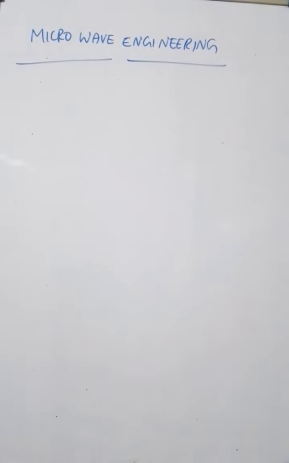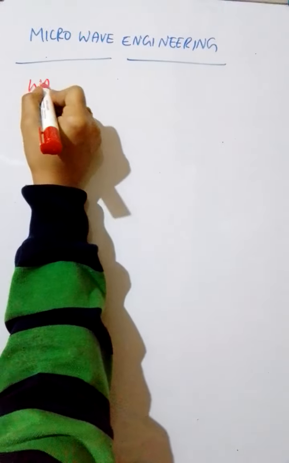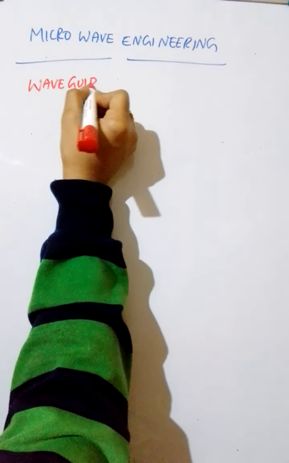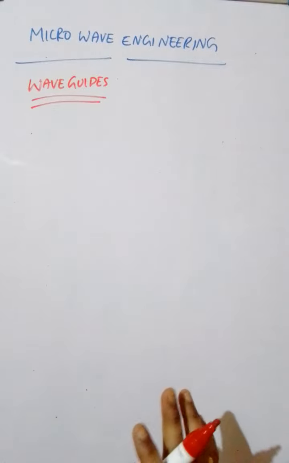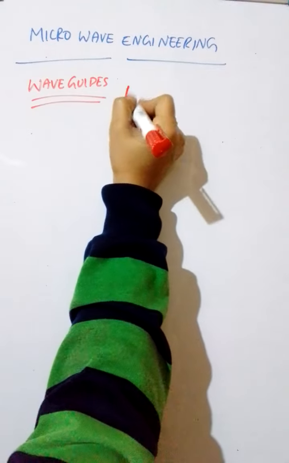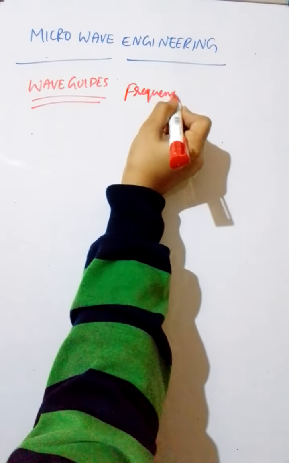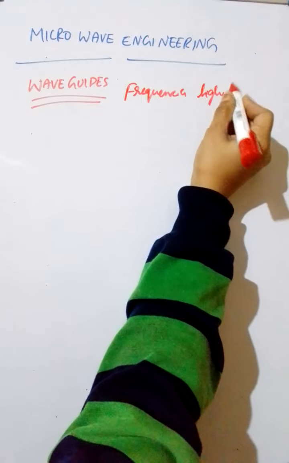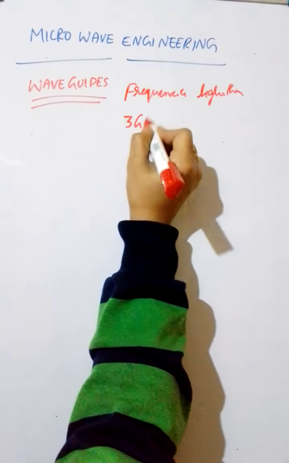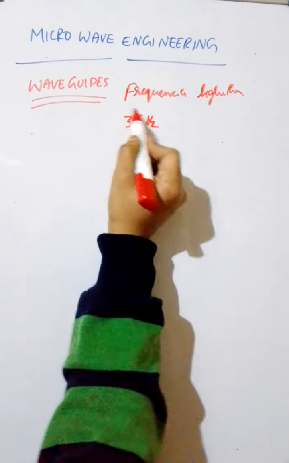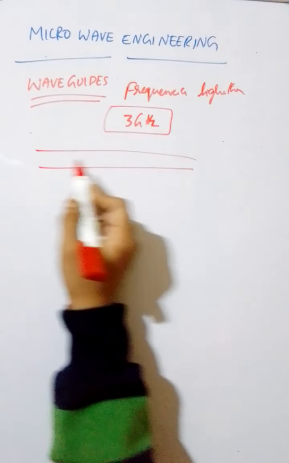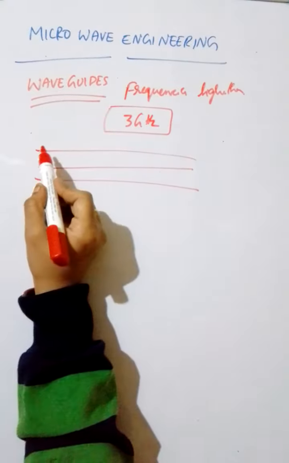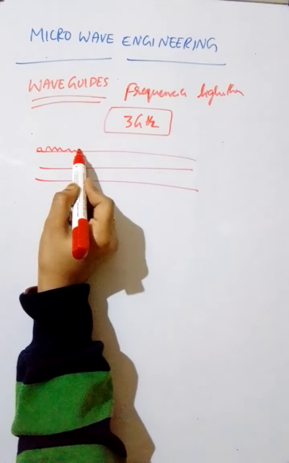Today we are going to discuss a microwave engineering topic: waveguides. First of all, in waveguides, the frequency is higher than 3 gigahertz. For this, the electromagnetic waves along the transmission lines, we are sending electromagnetic waves, isn't it?